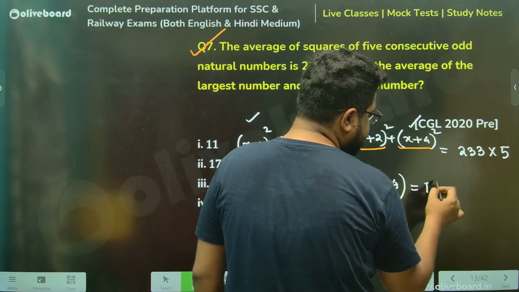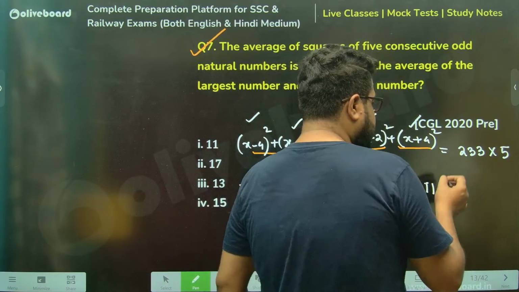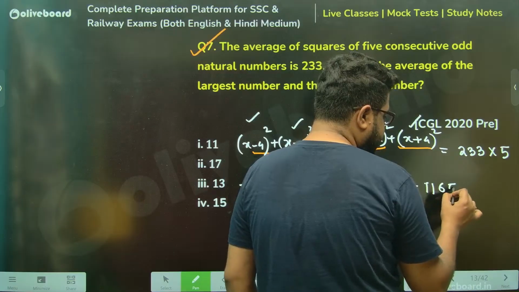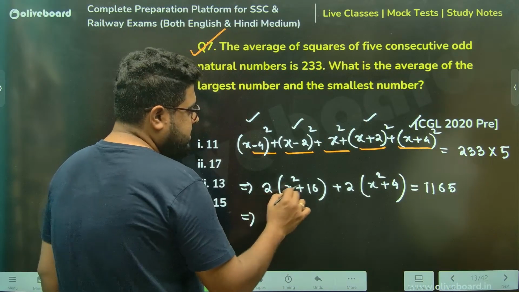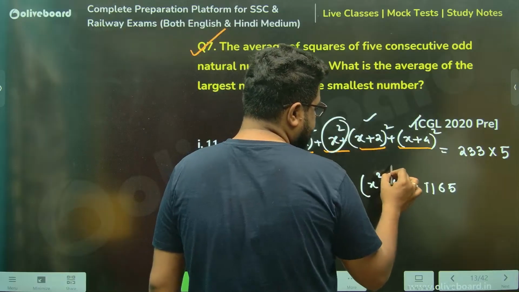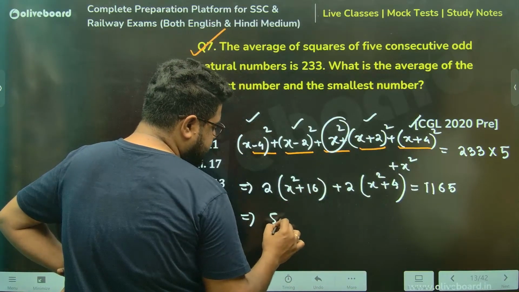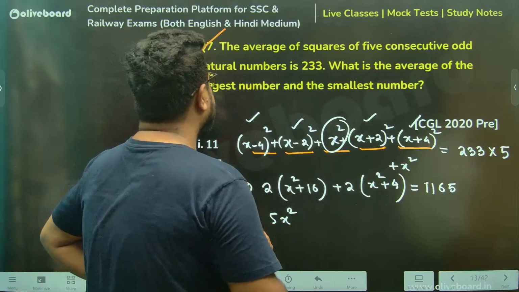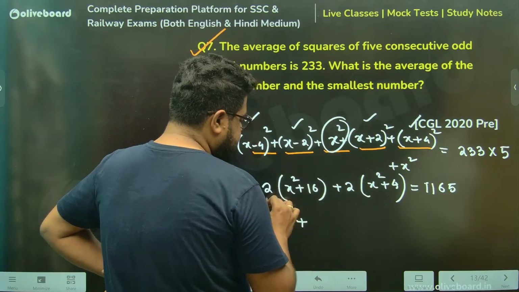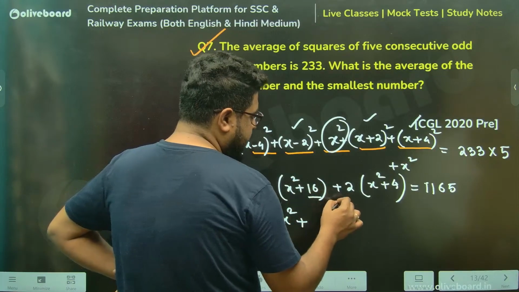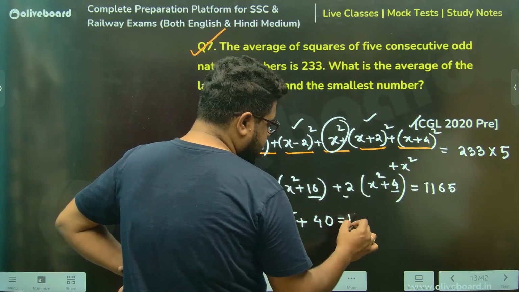How much? Half is 11, 11, 11, 22, 13, 6.5. 1165. So this will be, sorry, plus x square, I forgot to write that. Yes, this is plus x square. So 2, 2, 2, 5x square. So what are they asking? Average of the largest and the smallest. Okay, no worries. So 16 twos are 32, and this is 8. That is 40, is equal to 1165.